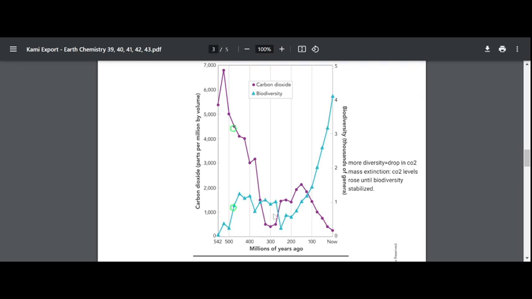Over here, we can tell that there's a mass extinction, okay? And when there's a mass extinction, the CO2 levels rise, okay, until biodiversity is stabilized. So again, more diversity means there's a drop in CO2. When there's a mass extinction, like the way there is here, CO2 levels rise until biodiversity is stabilized.